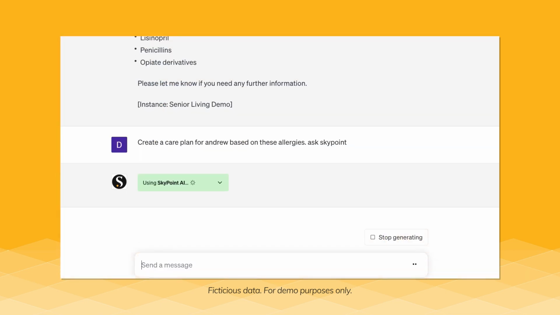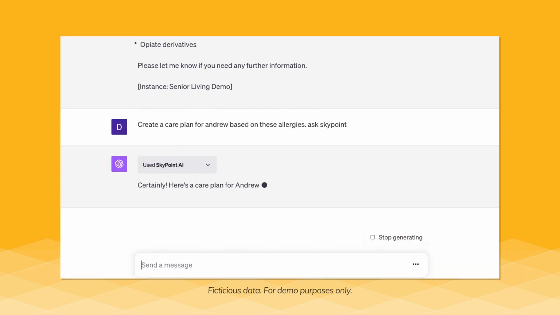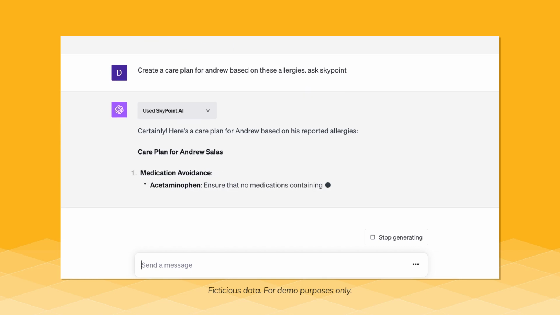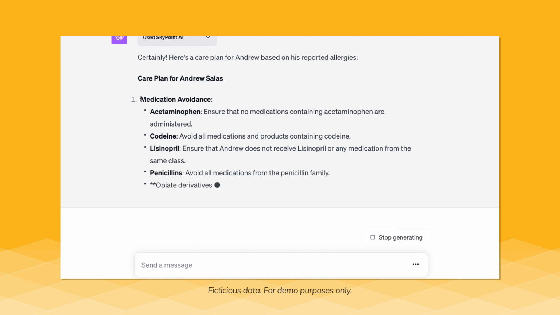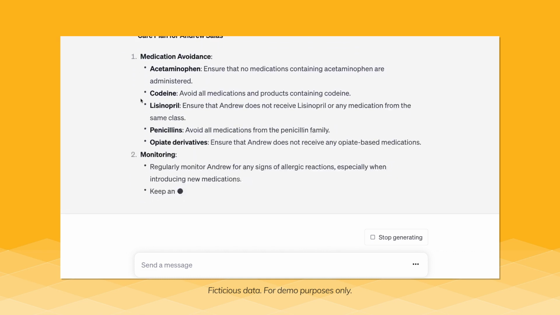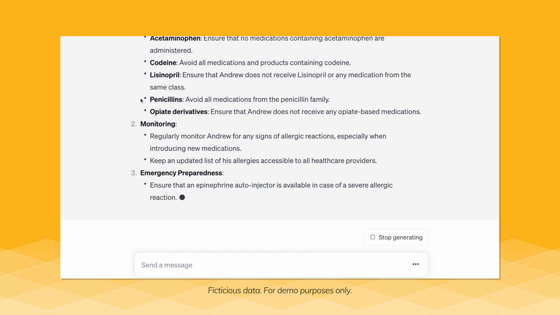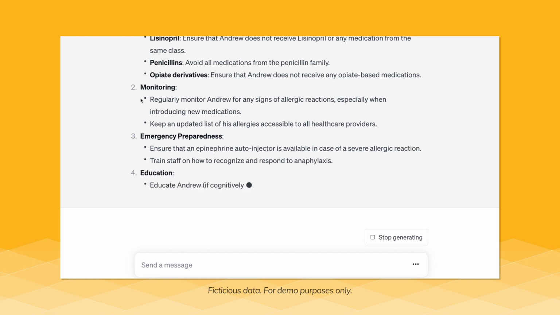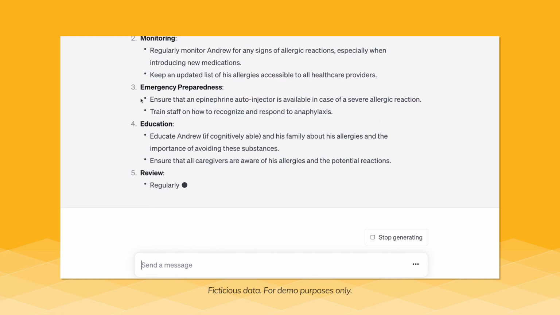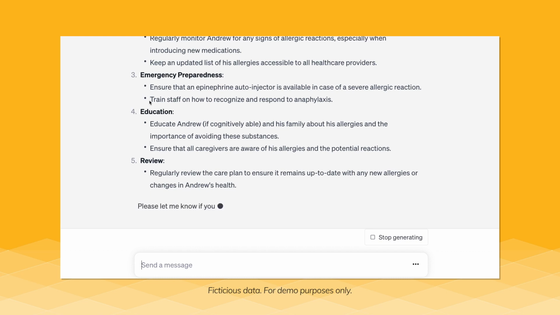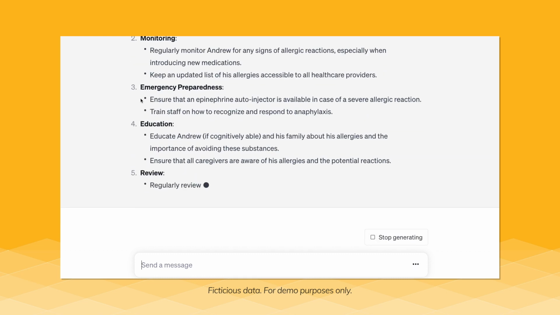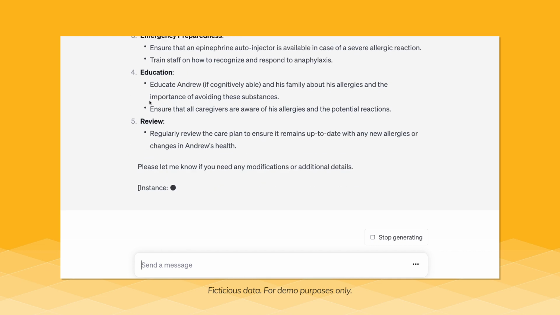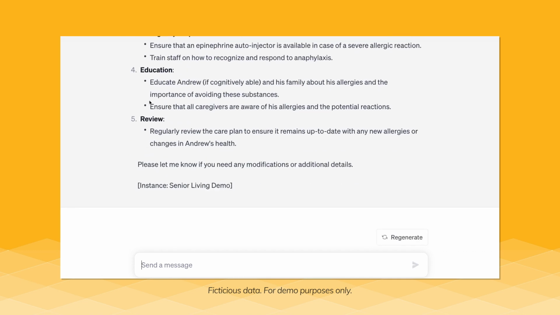So now we're adding a combination prompt by asking to connect clinical structured data with unstructured data, which is knowledge management. These are our internal documents, processes, and procedures. So right now it's creating a care plan specifically for Andrew based on the reported allergies. So it's taking the information sourced from EHR records and combining it with our internal policies and procedures to create a custom care plan for Andrew.